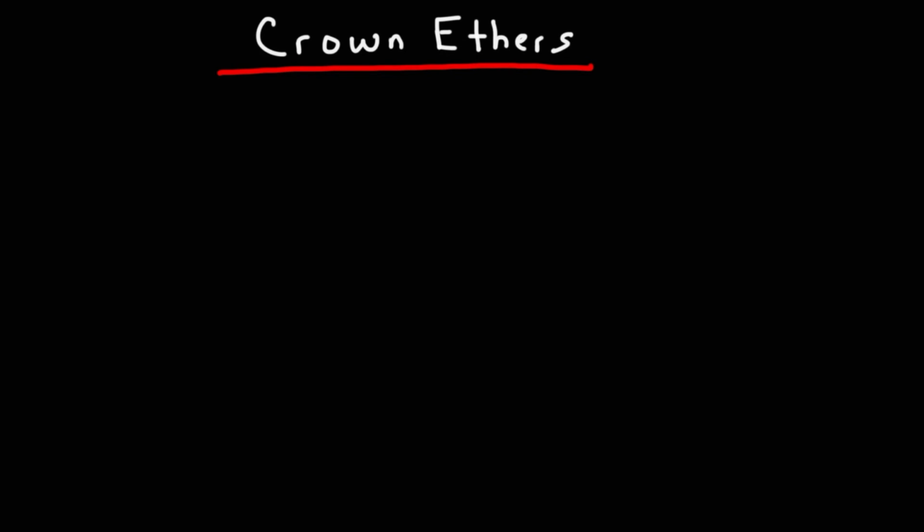In this lesson, we're going to talk about crown ethers. What exactly is a crown ether? Crown ethers are cyclic polyethers. They're cyclic, they form a ring structure, and they're composed of many ether functional groups. The reason they're called crown ethers is because they kind of look like a crown. So let me give you an example of one type of crown ether.